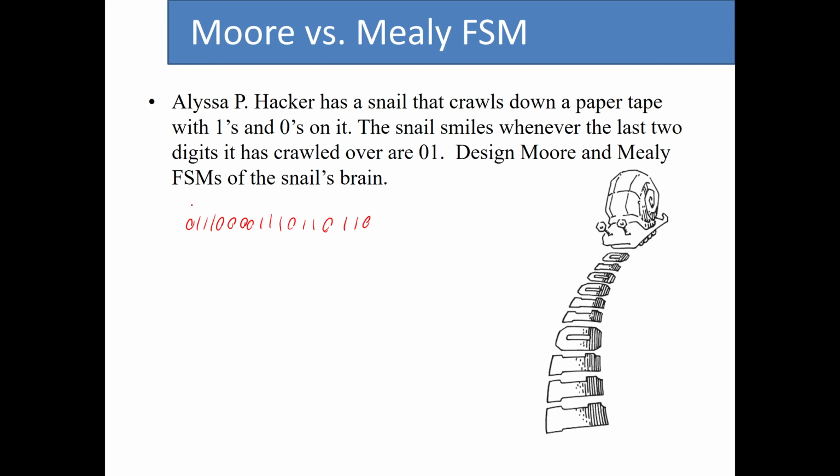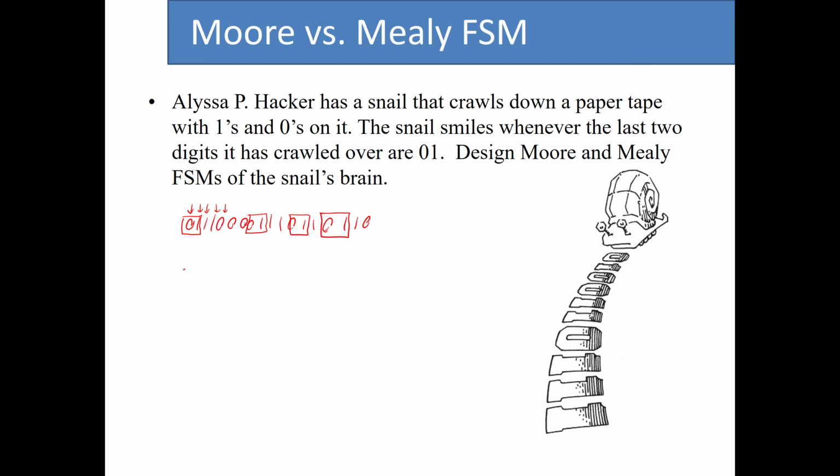And we read the input one by one. So at the rising edge of the clock, we read one of these bits. This snail is trying to detect a pattern of 0 followed by 1. So for example, if we pass this sequence of zeros and ones to the system, or to the snail, it should detect this 0 followed by 1, this 0 followed by 1, this 0 followed by 1, and this 0 followed by 1.